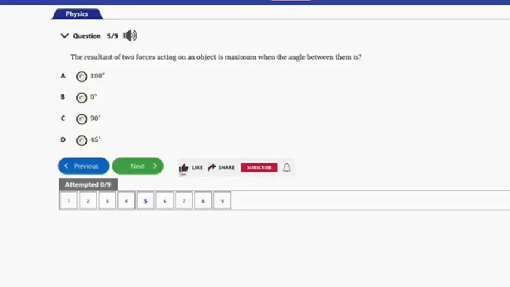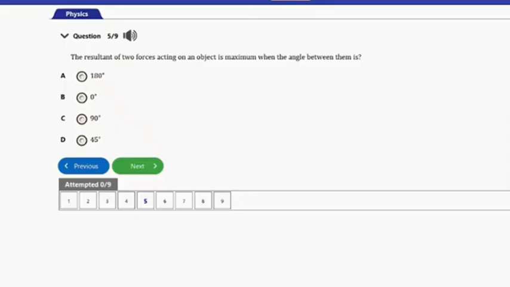Alright, so the next question here is question number 5. It says the resultant of two forces acting on an object is maximum when the angle between them is... Alright, so guys, the answer to this question will be option B, that's 0. So the resultant of two forces acting on an object will be maximum when the angle between them is 0. So let's take note of that.